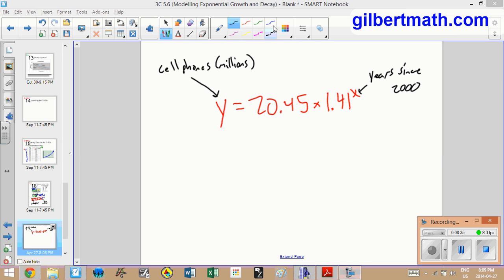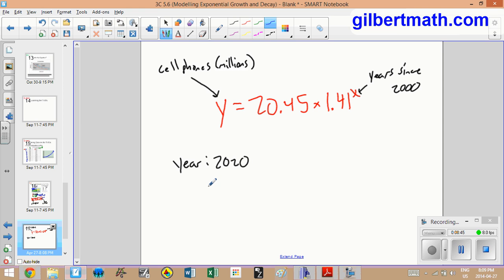Okay, so why don't we go ahead and set a couple of different values that we're going to investigate here. So let's look at the year 2020, and let's look at the year 1980. Okay, so in the year 2020, well, we need to put that in terms of 2000. So obviously in 2020, our x value is going to be 20. It's 20 years after.